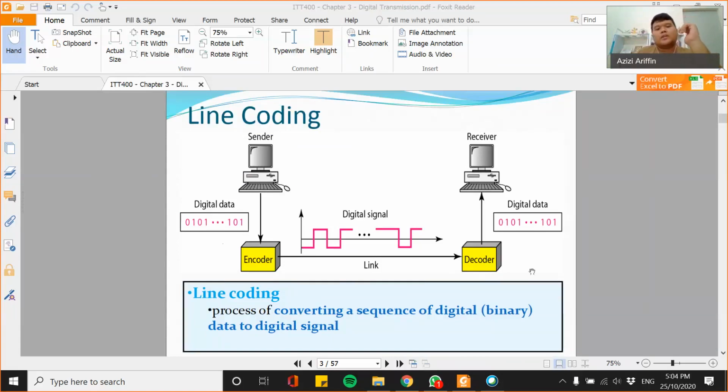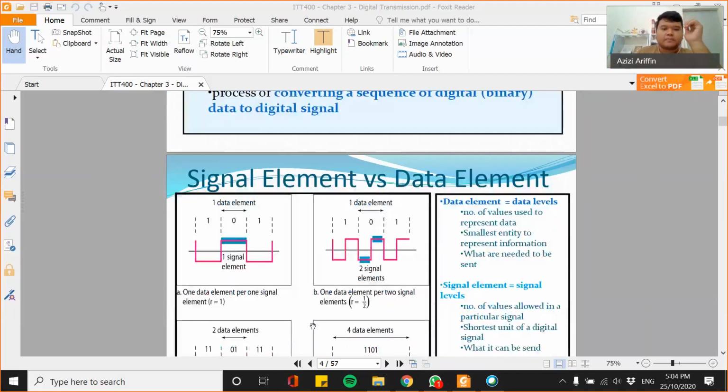So usually line coding is done when we use a modern computer system, right? For example, let's say we are using a local area network. So our PC wants to send data to another PC, and we are using the LAN. So probably it uses line coding to transmit the data.